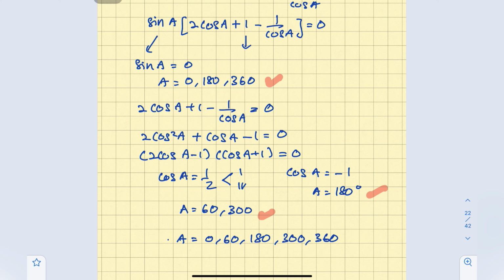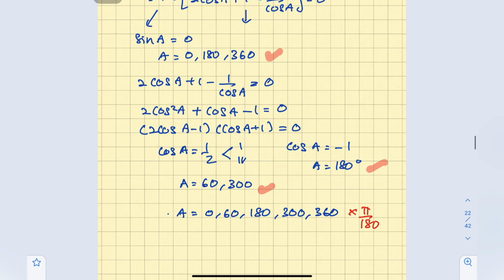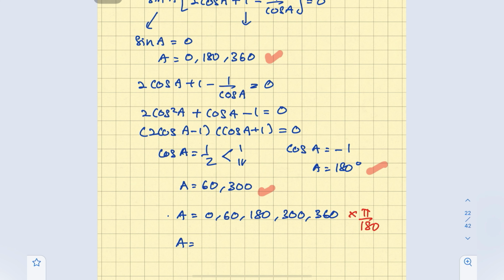Okay, the question asks you to give your answer in terms of pi. So we have to convert from degree to pi, so times pi over 180. Okay, so each one we multiply by pi over 180. So then a equals to 0, 60 is pi over 3, 180 is pi, 300 is 5 pi over 3, and 360 is 2 pi.